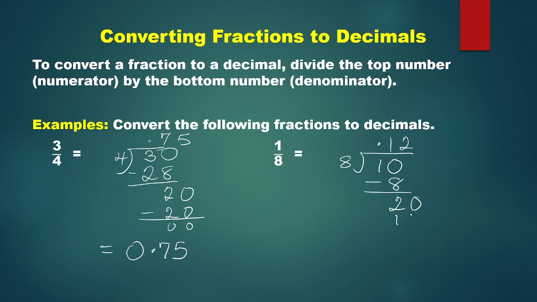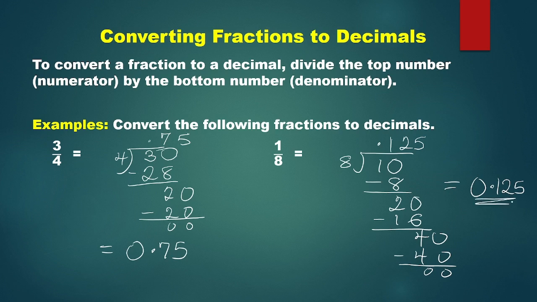2 times 8 is 16. If I subtract, I have 4. Then I'll add a 0. 40 divided by 8 is 5. And 5 times 8 is 40. If I subtract, I have 0. Now, it means that 1 over 8 is just simply 0.125. And that's the answer to that question.